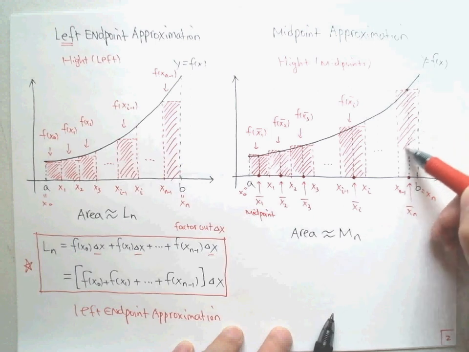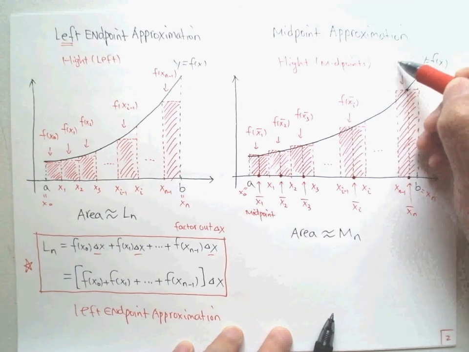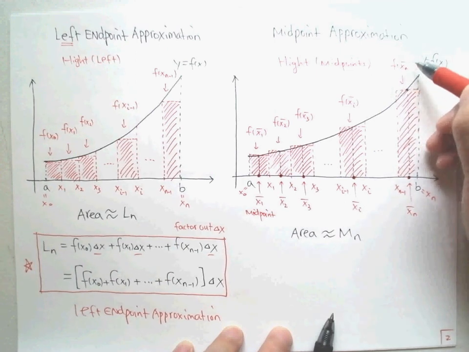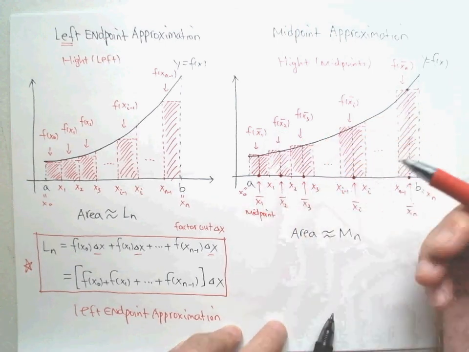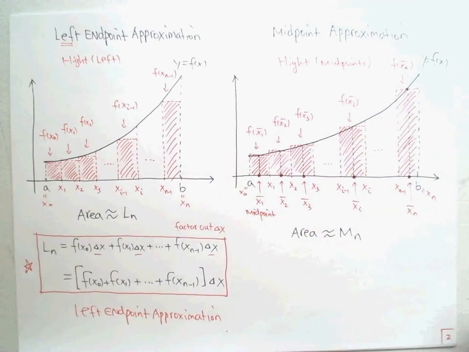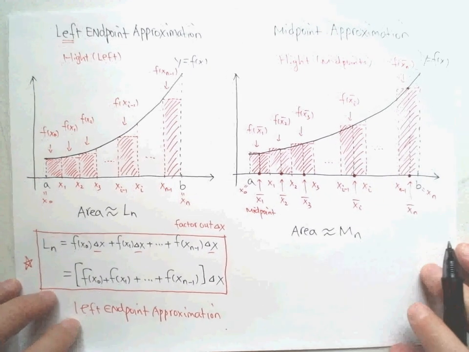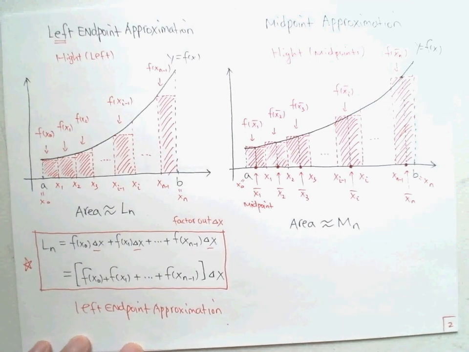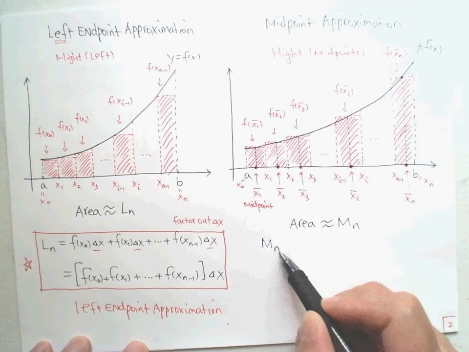This is the last rectangle. So the height this time for the last one is f at xn bar. So we find each height and each width, which is delta x. So we can find out what the area is, right? So how do we find M_n? This M_n is this.